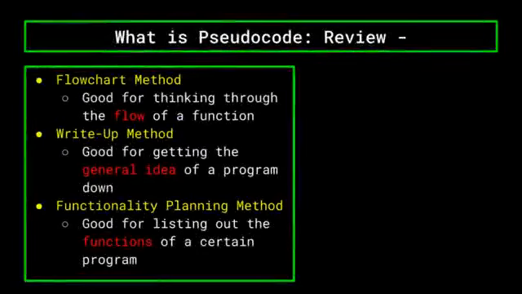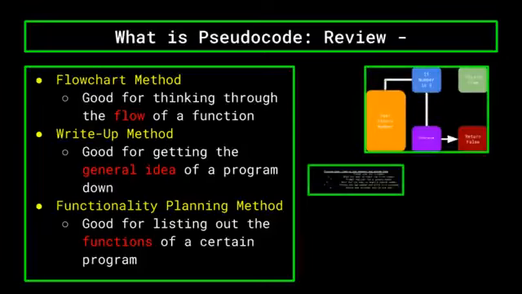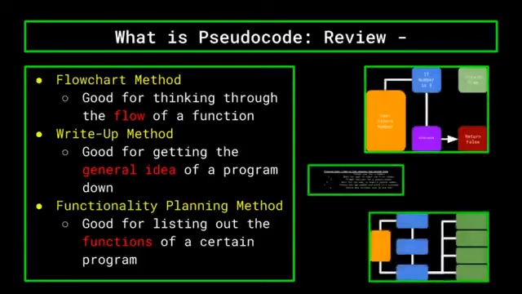So there you have it, 3 pseudocode strategies you can use to plan out your code before you even start writing any. The flowchart method, which is good for thinking through the flow of a certain function, the write-up method, which is good for getting the general idea down for a program, or the functionality planning method, good for listing out the functions of a certain program. You can use all of them, none of them, a mixture of them, or even disregard these and find and create your own pseudocode methods.